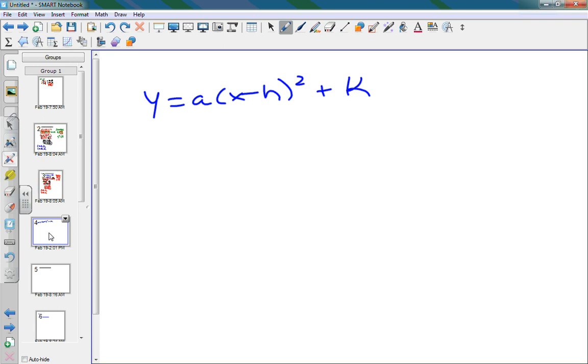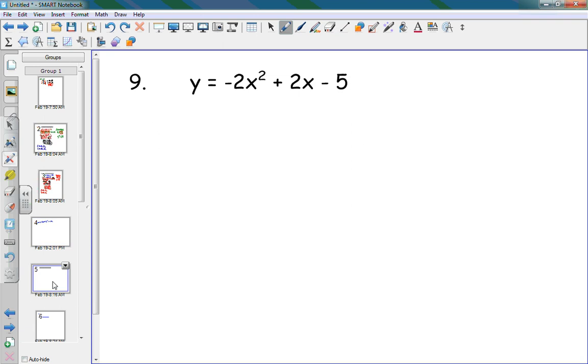I would say you start off with making the y 0. I absolutely would start off by making that y turn into a 0. So by doing that, I'm going to go ahead and make this 0 is equal to negative 2x squared plus 2x minus 5.